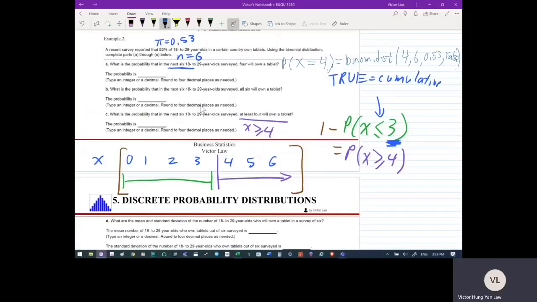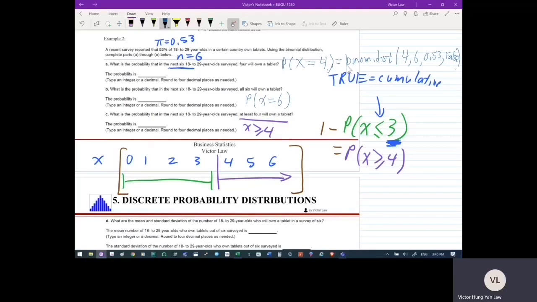Part B, what is the probability that in the next 6 people surveyed, all 6 will own a tablet? So for part B, what we're looking at is that all 6 people will own a tablet. So what we're looking for is the probability of X equals 6. We want exactly 6 people owning a tablet.